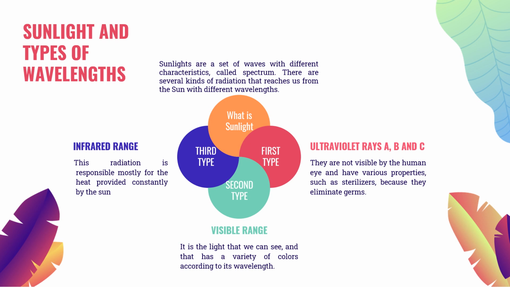The second type is the visible range. This is the type of light the human eye can catch, and this has different colors according to the wavelength in its time and space. And the third type is the infrared range. This type of radiation is responsible mostly for the heat provided by the sun, impacting our Earth.